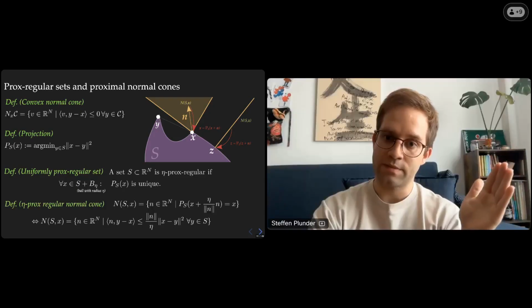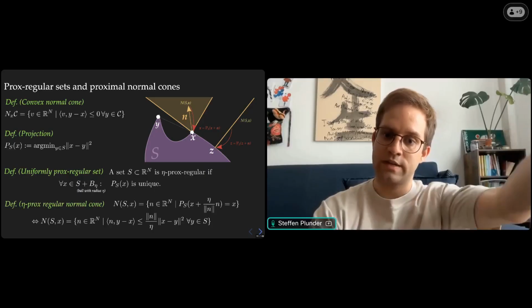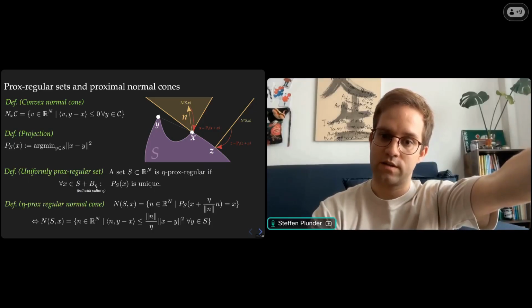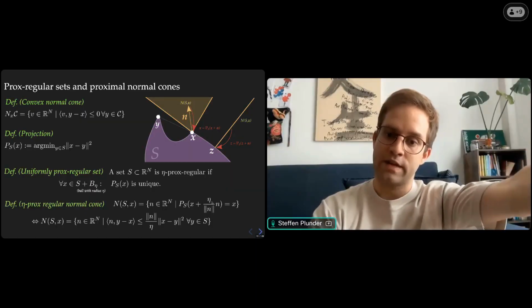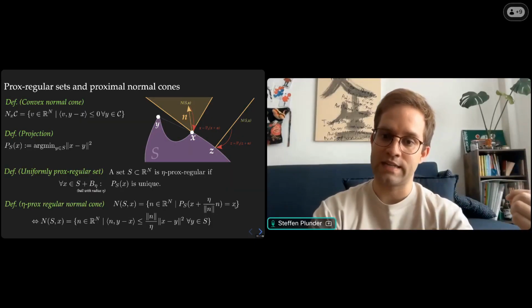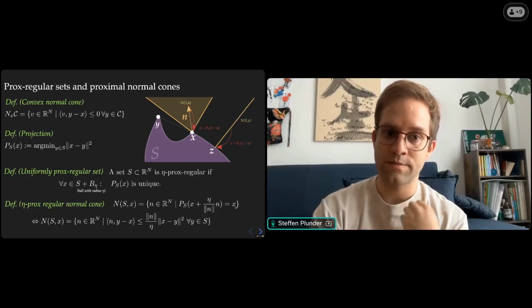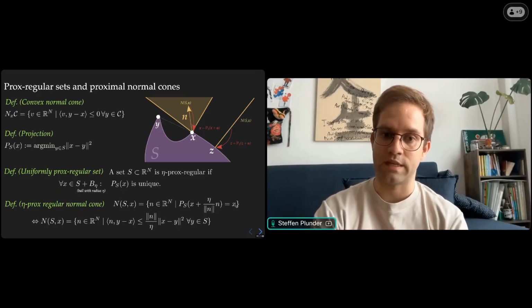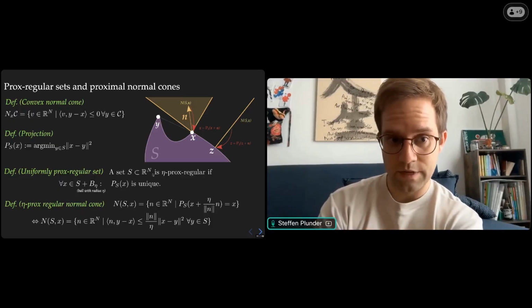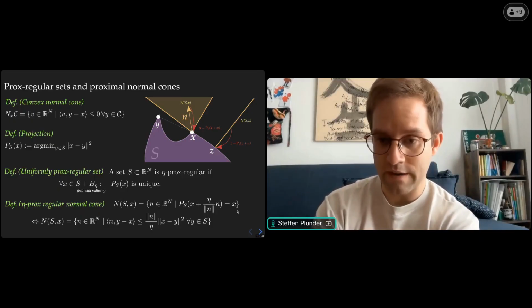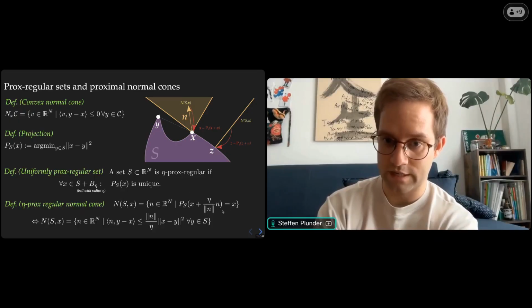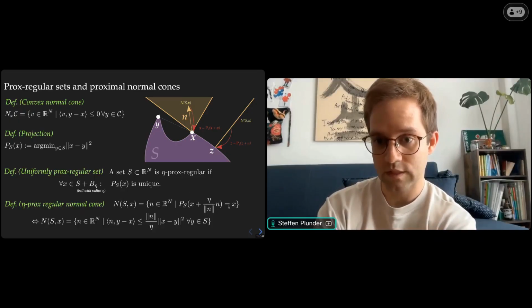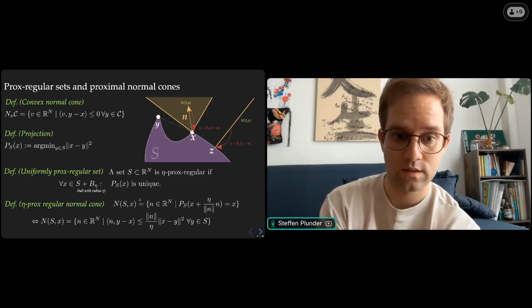If I'm starting at a point x, I go in the direction of the normal vector with distance eta, and then if I project back onto my set, I land at the same point. For something which is a normal vector going away from your set, you need this property. And because of the uniform prox regularity, we also know that this projection is unique. So we can really write equality here.